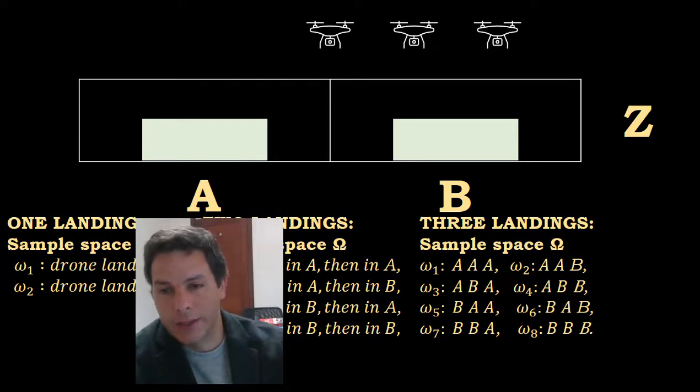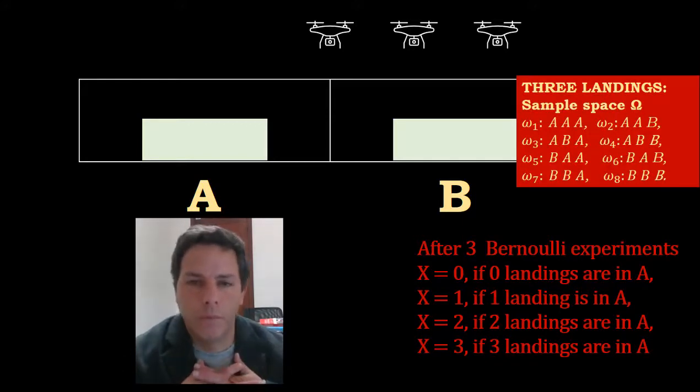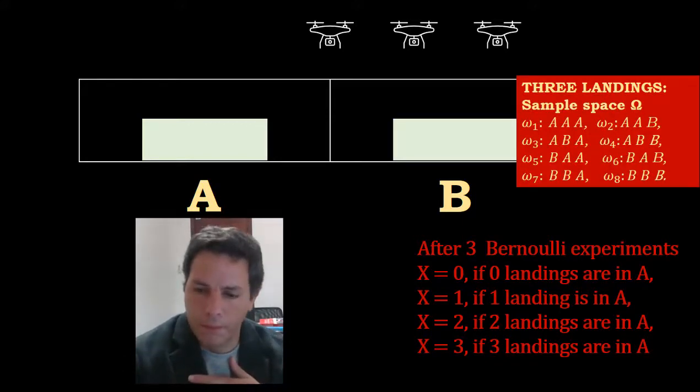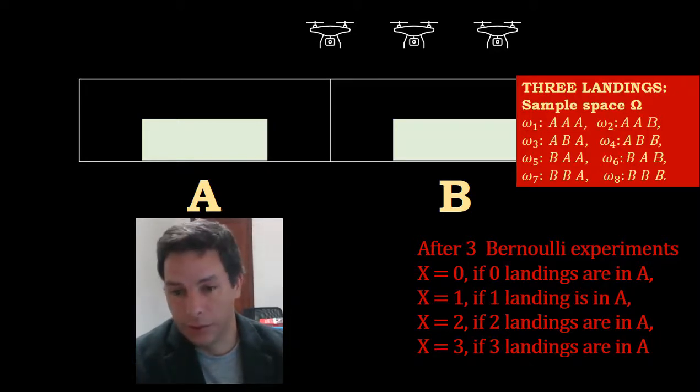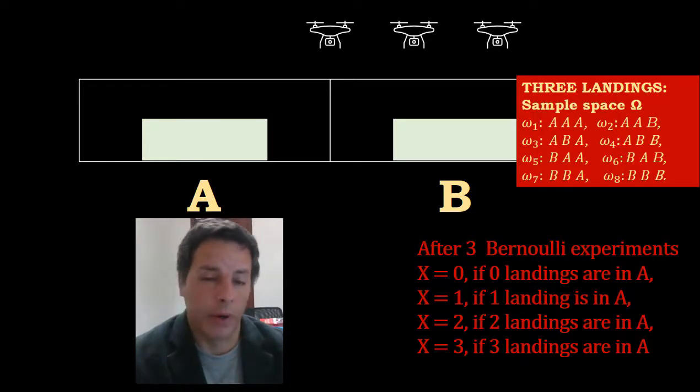Now we are expanding on the number of landings, and let's consider a city in which the populations in the two regions are the same. So the probability of landing in A is 0.5 and the probability of landing in B is 0.5, similar to tossing a coin. Okay, and we are doing 3 Bernoulli experiments. Remember that the Bernoulli distribution is just one landing, and we call Bernoulli experiments the act of doing more landings.